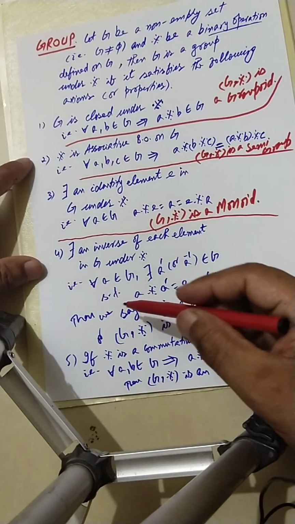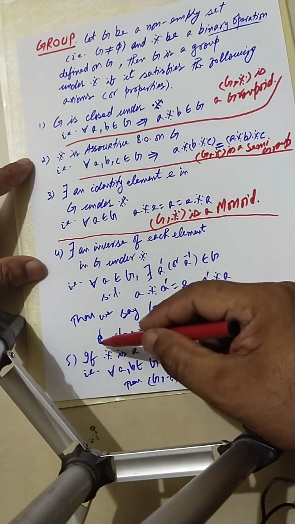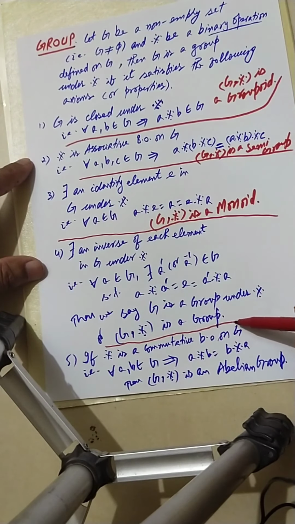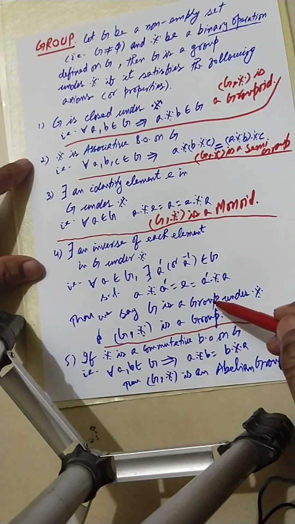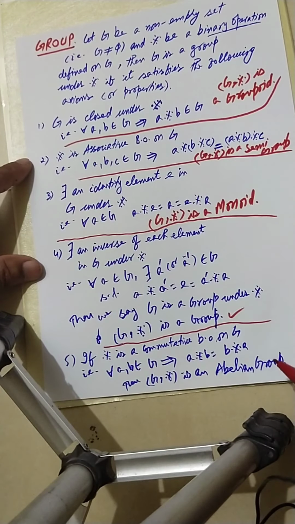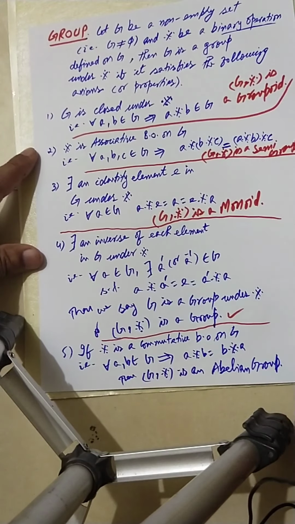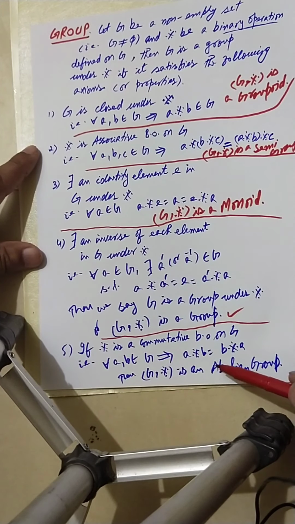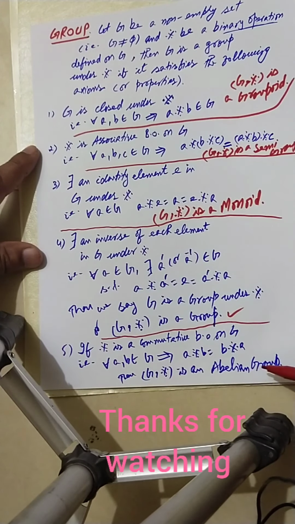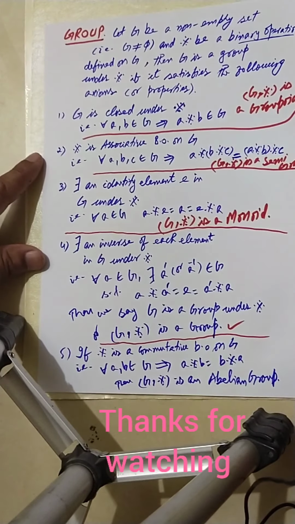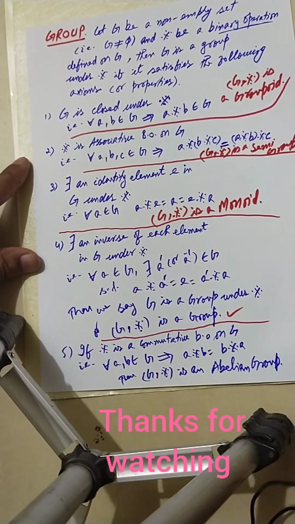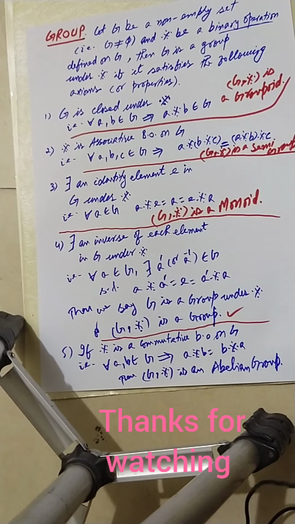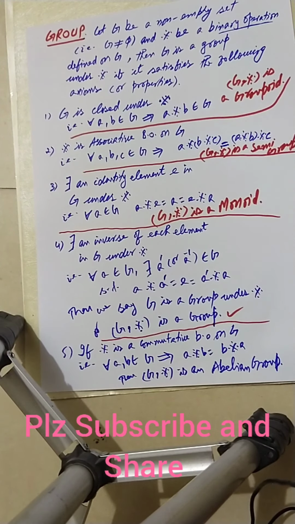And if the fourth property holds in a monoid, inverse of each element holds, then it is a group. And finally, if * is commutative binary operation, then it is an abelian group. So these are the group related definitions. I think you can understand.